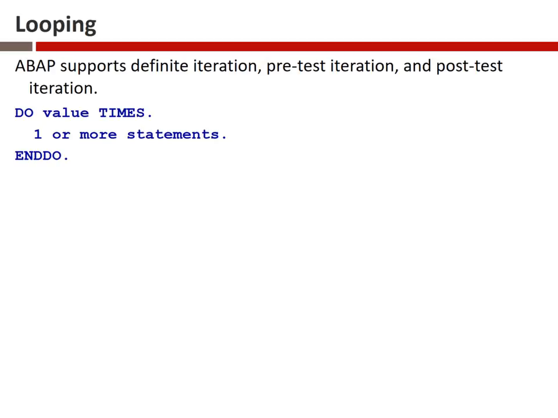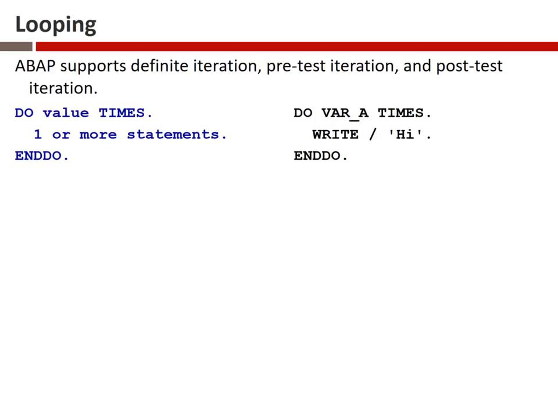Now, where I have value, that could actually be a hard-coded number. I would suggest to you that hard-coding a literal number, sometimes called a magic number, is not good. But we could, for example, have a constant that we would define and put there, or that could be a variable. So we might see a statement like this: do var a times, write out the word hi, and end do.